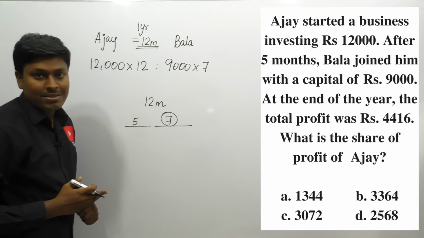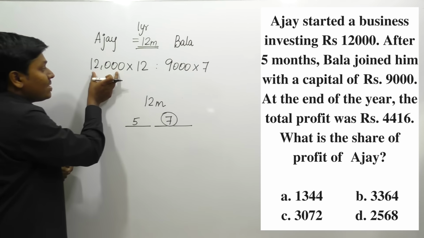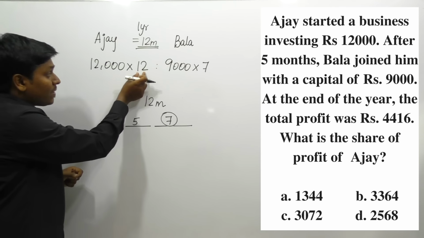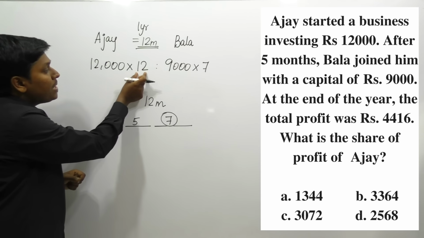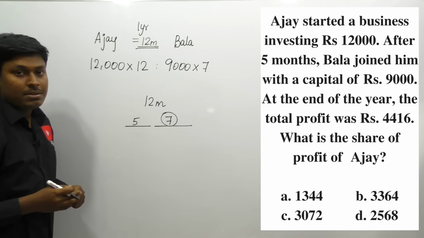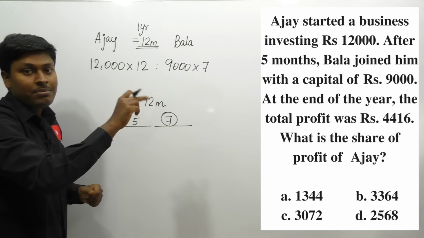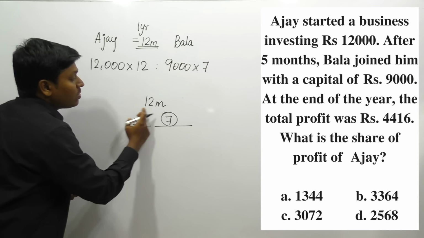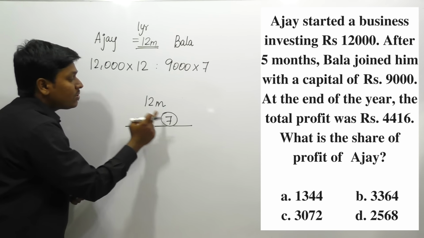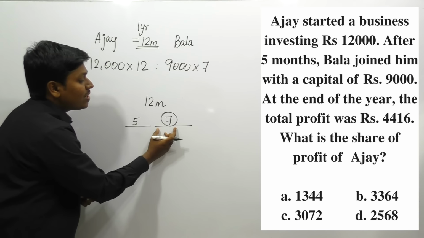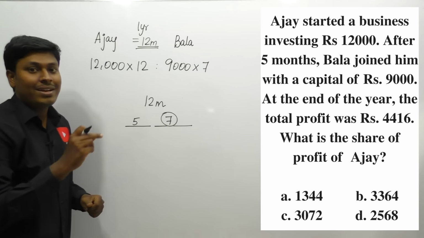Friends, are you able to understand this important concept? Ajay is starting the business. He was there from the starting till the end, so for the complete 12 months the person Ajay was in the business. But the second person, Bala, joined them only after 5 months. We know that totally it is 12 months. After 5 months only Bala joined. So we can surely say that Bala will be in the business for the next 7 months, right?